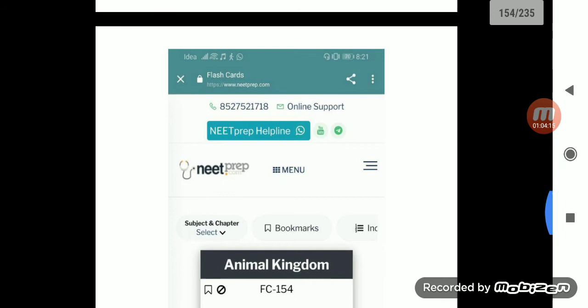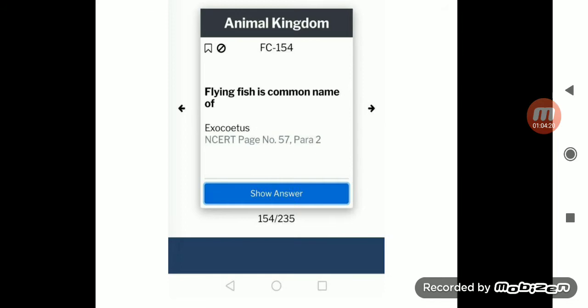Flying fish is the common name of Exocoetus.